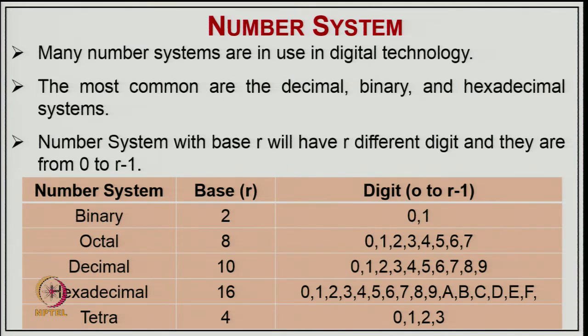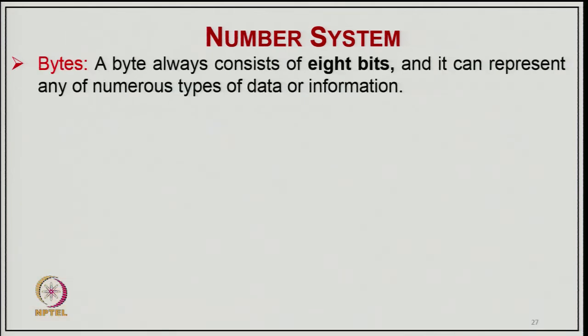So, F represents the 15 here, typically, and tetra is a 4. So, we have only 0 to 3, that is 4 minus 1. So, this is how the digits are there in a typical number system having the base R. Usually, of course, we are dealing most of the time with binary in the computer, and of course decimal in day to day life. Of course, we sometimes deal with hexadecimal also in some systems. So, we will talk about all the number systems in more detail.